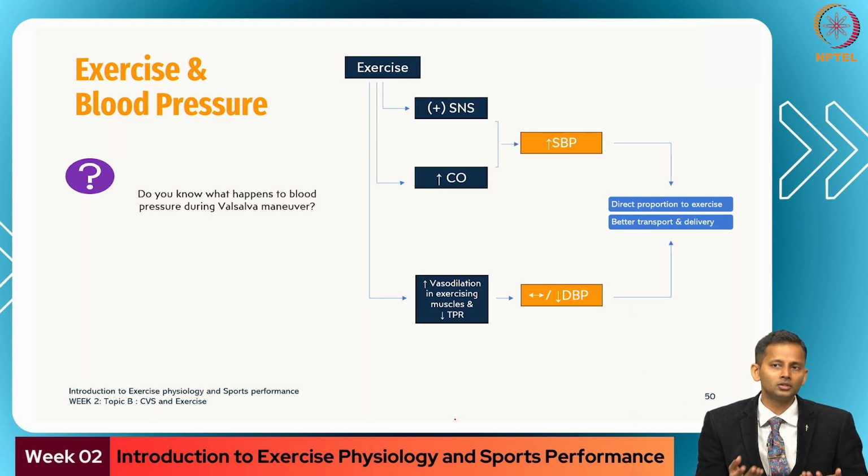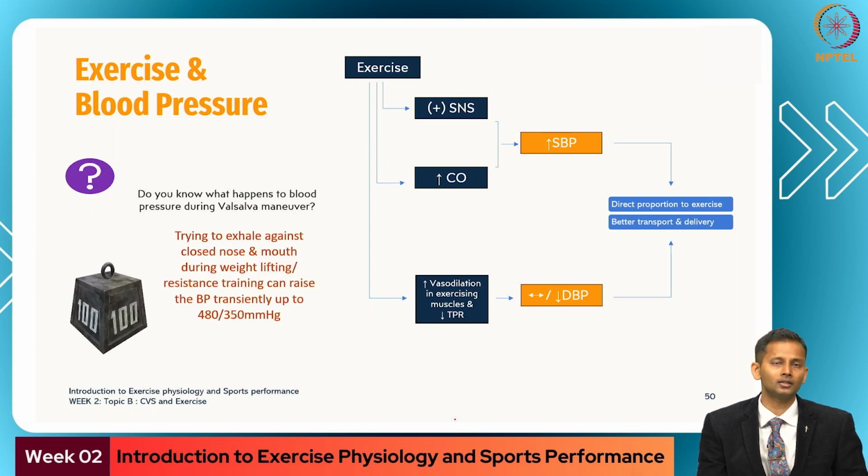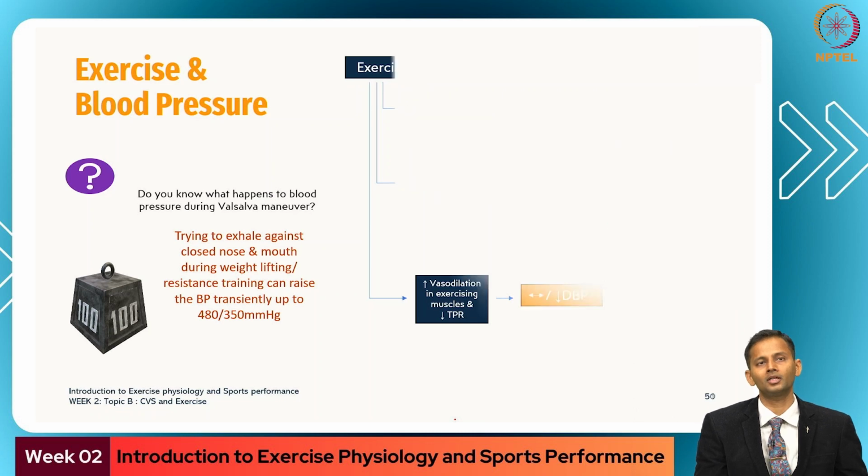When you are lifting heavy weight, what they do is exhale against a closed nose and mouth. So this causes an increase in the intrathoracic pressure, which further increases the blood pressure. So it has been seen that in such individuals, the world-class athletes who lift more weight, the blood pressure can reach up to the level of 400 to 300. So one should be aware of such changes that can happen in the blood pressure because of the exercise.